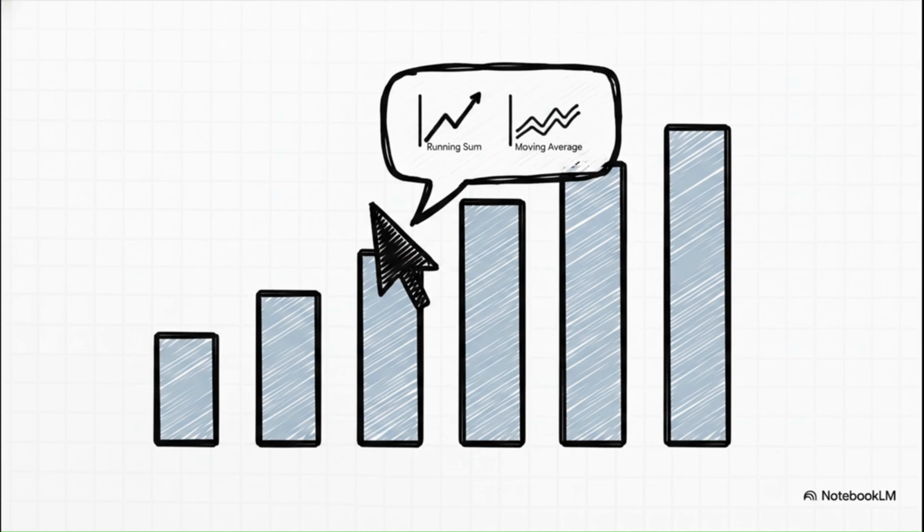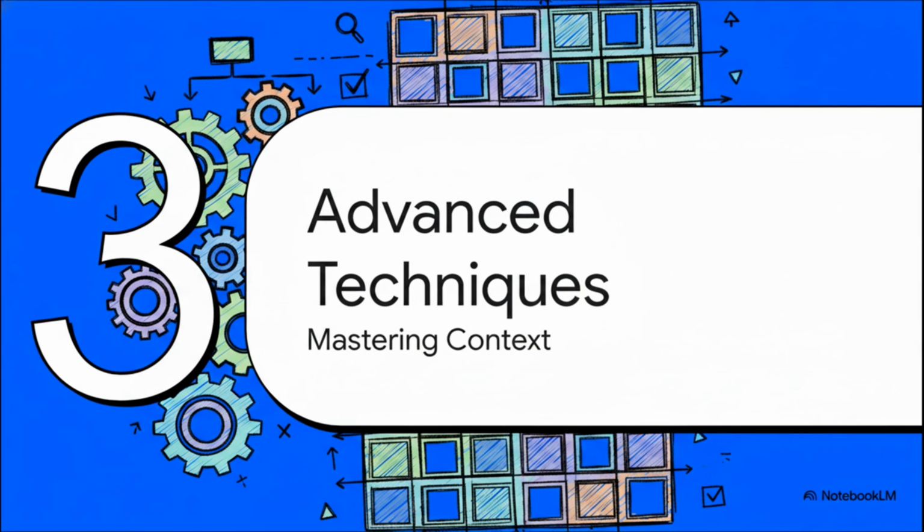And you want to know what's really cool? You're not stuck with just one calculation. You can add more, like a running sum and a moving average, but then you can just tuck them away inside the tooltips, so your chart stays clean and simple, but all that rich detail is just a quick hover away. So smart.